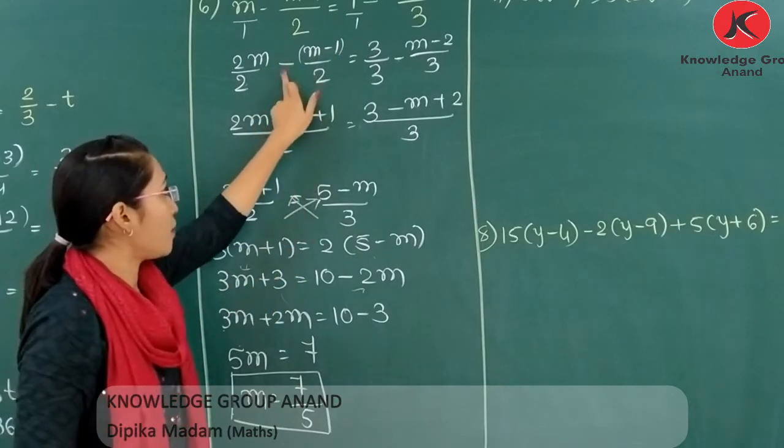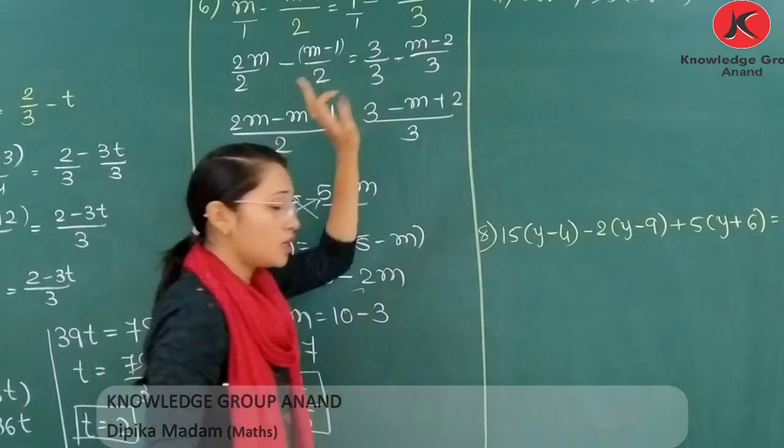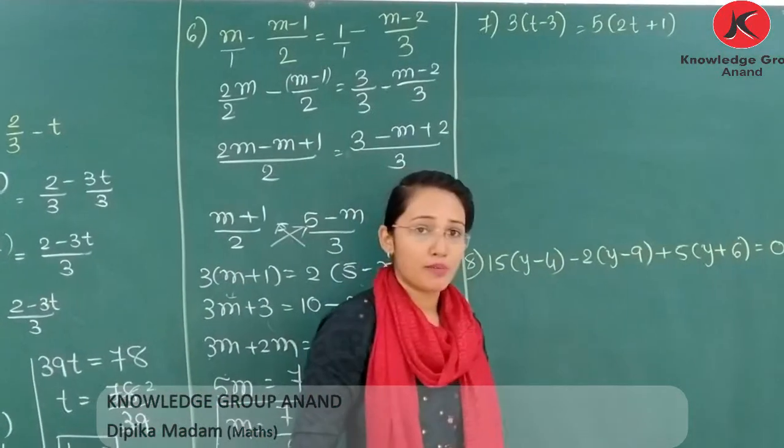Okay. m becomes minus and 1 becomes plus. Same here, m becomes minus and 2 becomes plus. Clear? Now next example, Example 7.